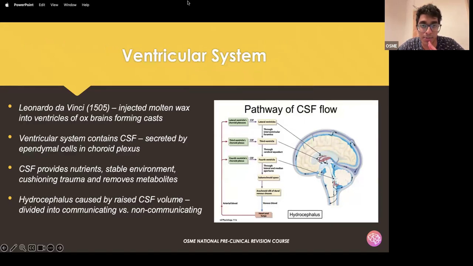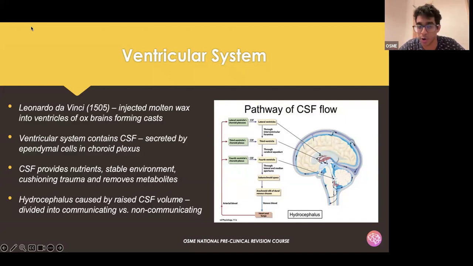Okay, so just in terms of some clinical significance to be aware of, hydrocephalus is basically where you have too much CSF in the brain. That can be divided into two different types, communicating and non-communicating. A communicating hydrocephalus is where you have excess CSF. You don't have an obstruction, you just have too much CSF either being produced or not enough of it being absorbed. You can have too much CSF being produced if you have a tumor of these ependymal cells or something like that.